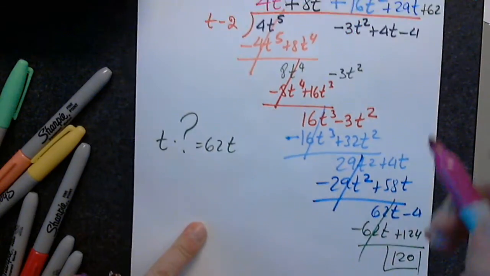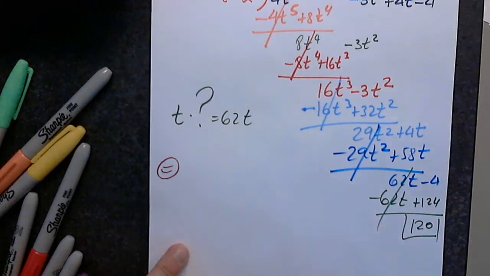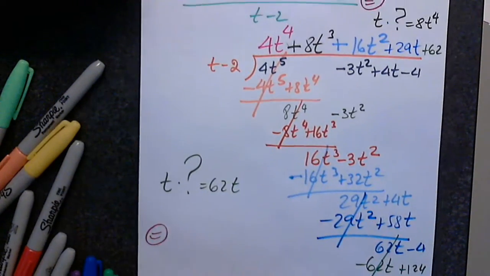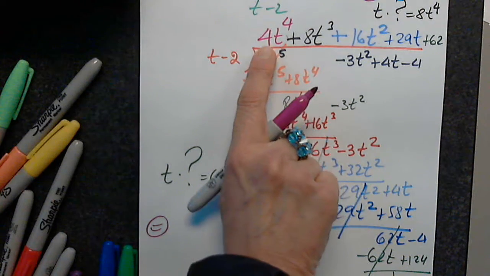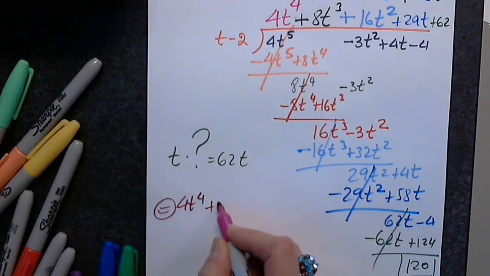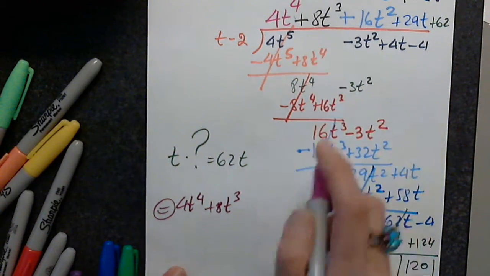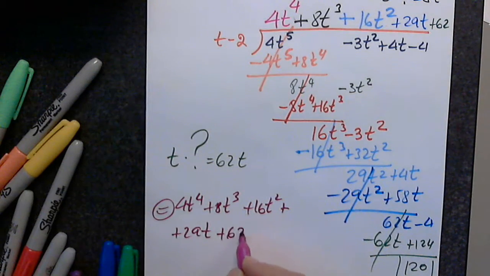And now I'm ready to write the final answer. This was a little extensive. I just wanted you to see. Okay, can anyone give us the quotient? What is the quotient of this division? It's 4t to the fourth plus 8t to the third plus 16t squared plus 29t plus 62.